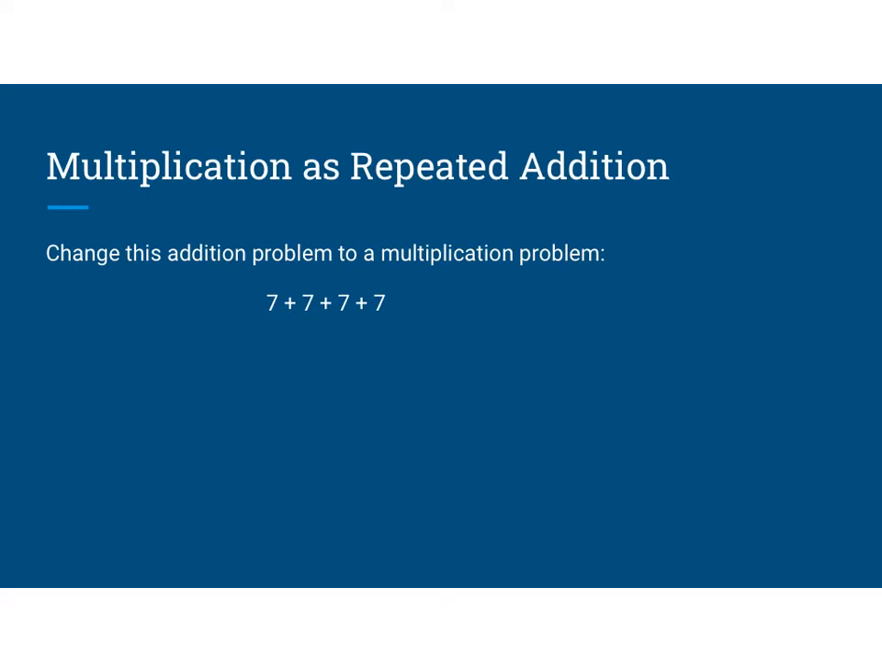Okay, so if I have something that looks like this, it says change this addition problem to a multiplication problem. I've got 7 plus 7 plus 7 plus 7. Okay, instead of adding 7 plus 7 plus 7 plus 7, what could I do? Paige. 7 times 4 equals 28. 7 times 4. So much easier. And we know 7 times 4 is equal to 28.